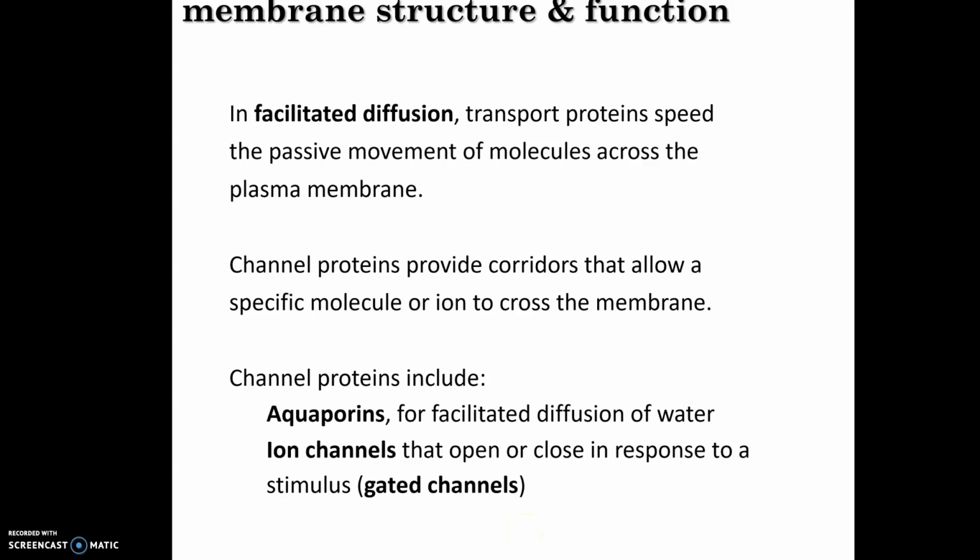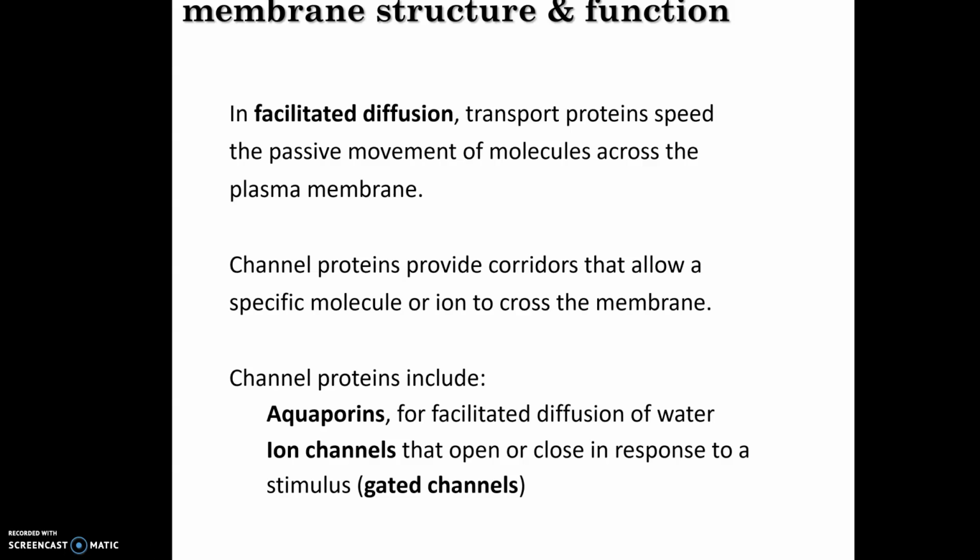Okay, we're still talking about passive diffusion, but now we're talking about a type called facilitated diffusion. If you think about the word facilitated, that means easier, or to make it easier, or to help with. In facilitated diffusion, transport proteins are going to speed the passive movement of molecules across the plasma membrane. They're going to do it in a couple of different ways that we're going to see.